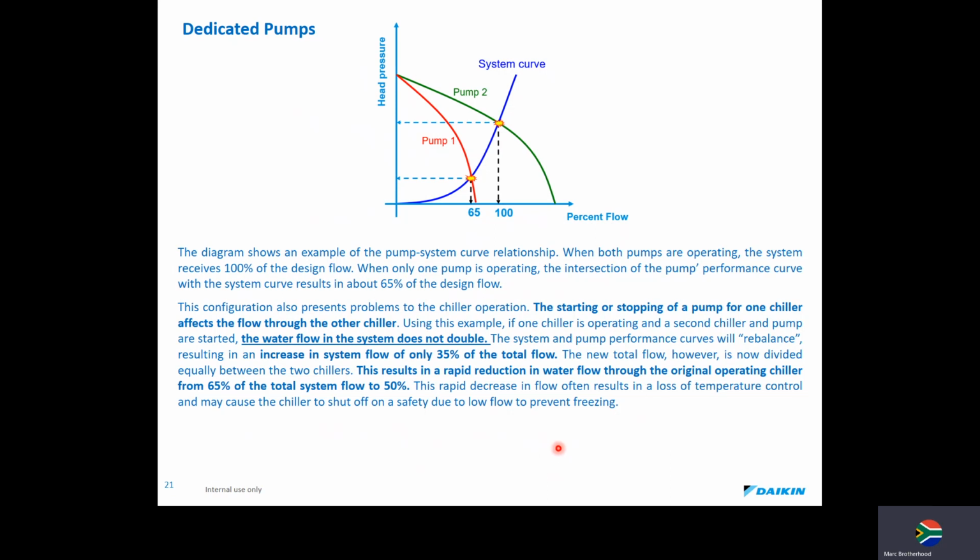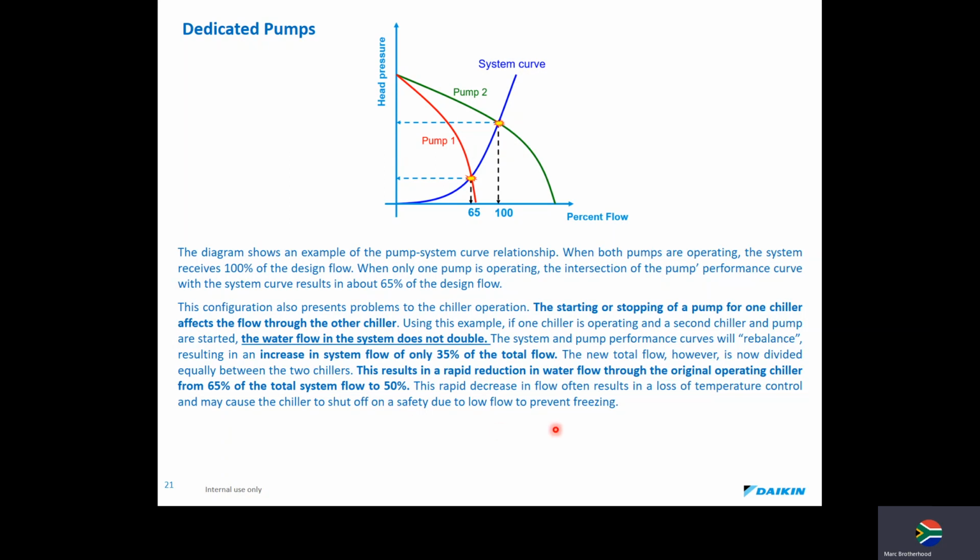Using this example, if one chiller is operating and a second chiller and pump are started, the water flow in the system doesn't double. Very important. Don't think that the water flow is going to suddenly double. The system and pump performance curves will rebalance, resulting in an increase in the system flow of only 35% of the total flow. The new total flow, however, is now divided equally between two chillers. This results in a rapid reduction of water flow through the original operating chiller from 65% of the total now down to 50%. Important to remember that.